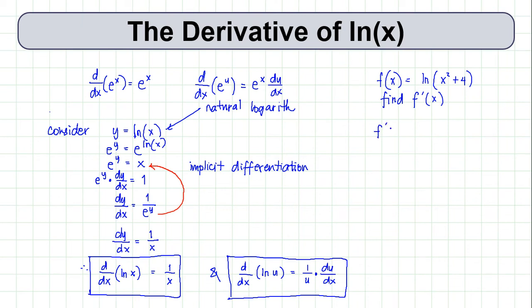Solution natin, f prime of x is equal to 1 over u. Ano yung u natin? X squared plus 4 times the derivative ng x squared plus 4, which is 2x minus 1 plus 0. Simplify lang natin yung ating f prime of x, equal na yan sa 2x over x squared plus 4. Ganun lang siya. Ganun siya kadali. Pag basic yung mga example, madali lang siya.